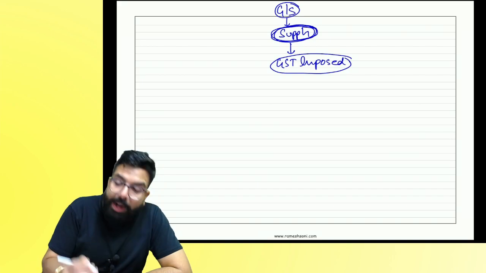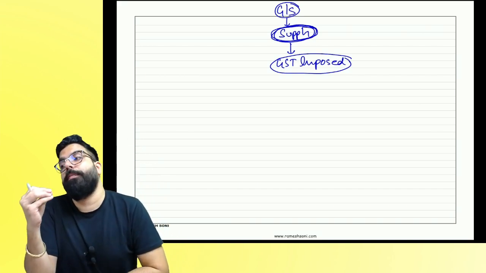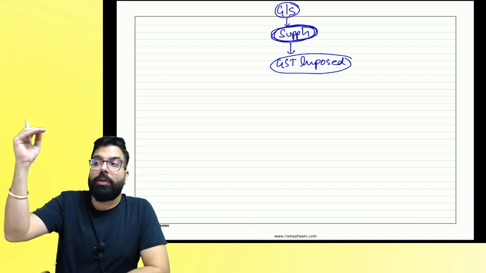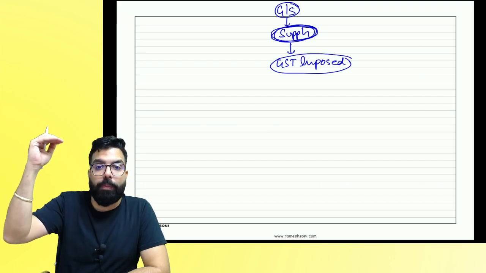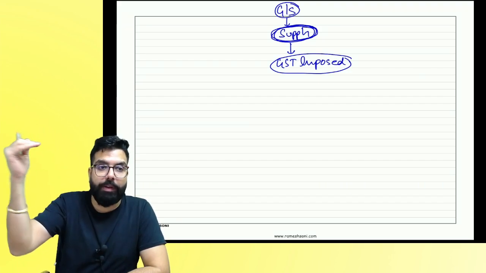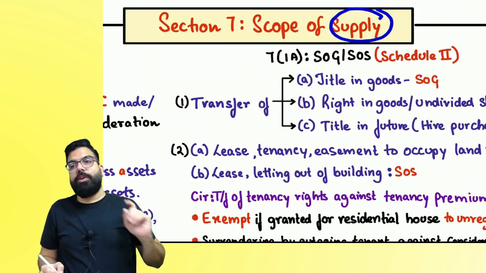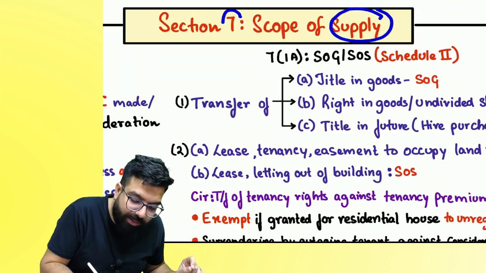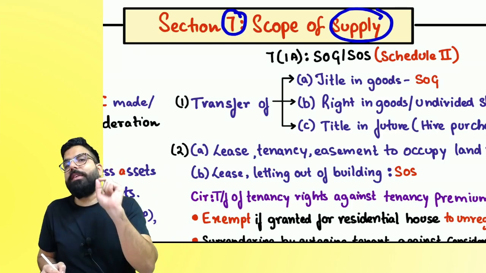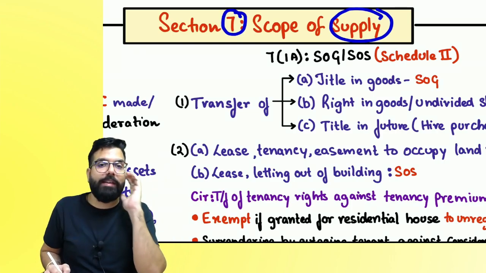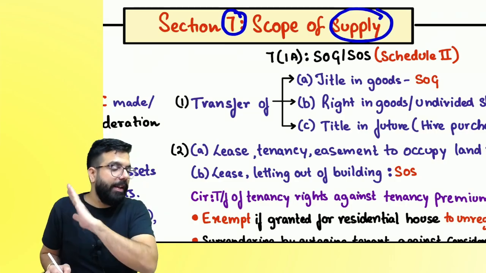Now, what are the activities which are included in supply? First of all, what you are doing or what you are selling has to be goods or service. Then it has to fall in the definition of supply. Let's see the definition of supply. The definition of supply is told in section number 7 of the CGST Act. We are learning the CGST Act, section number 7.